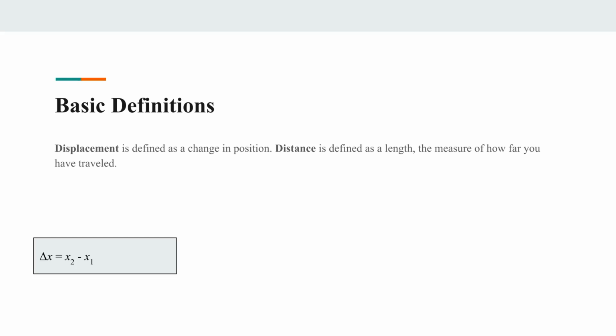So here are some basic definitions. These two are key because all the other definitions are built off of these two. Displacement is defined as a change in position, and distance is defined as a length, the measure of how far you have traveled. This little sign here is called delta, it's a triangle. Delta x basically means a change in x, x2 minus x1. That's the very basic definition of displacement.